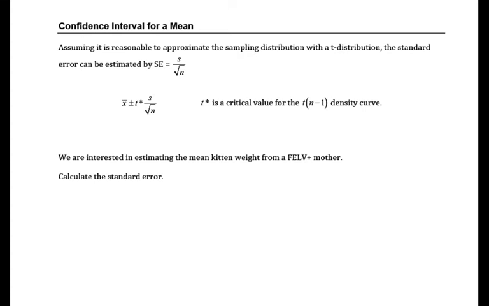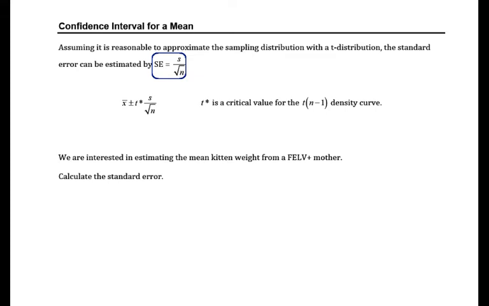Okay, now we'll take a look at finding a confidence interval for a mean. We're continuing with the kitten weights example from our hypothesis test. So we have already established that there is statistically significant evidence that the mean kitten weight from a FeLV positive mother is lower than the mean kitten weight across the board. And now we want to estimate the mean kitten weight from a FeLV positive mother. We're using this same standard error formula, S over square root of n for one mean.